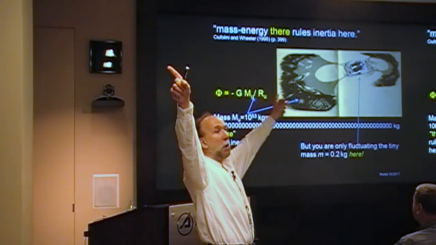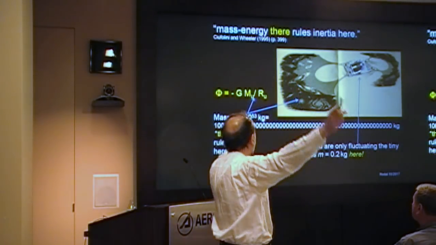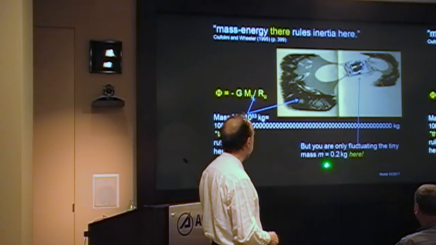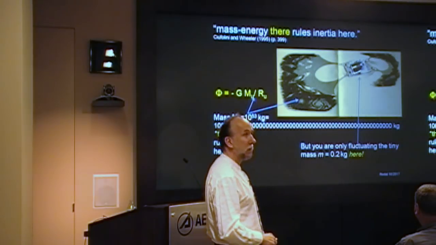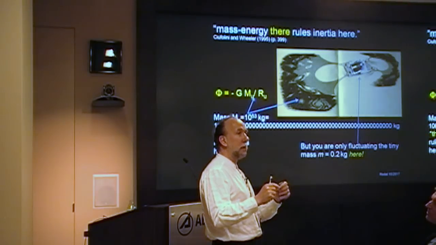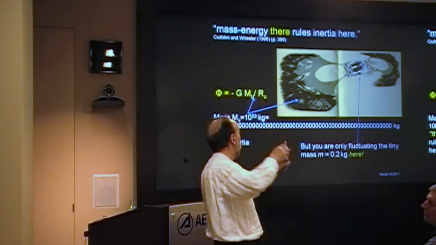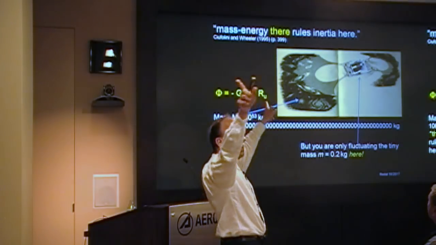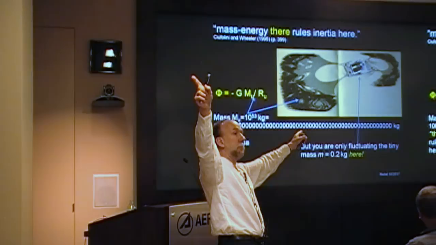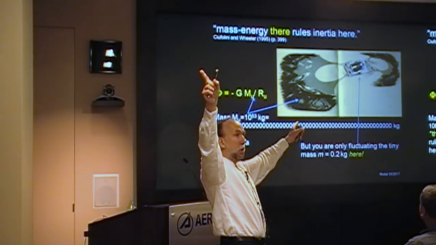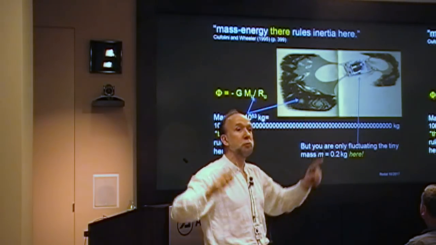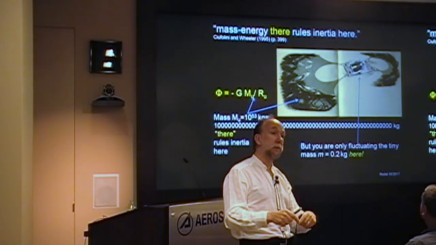This mass is out there, 10 to the 53 kilograms, rules the inertia here. But here, you're only fluctuating this tiny mass, which is 0.2 kilograms. And if you want to change the inertia of this tiny mass, if you believe mass energy there rules inertia here, I should be fluctuating the mass of the objects that are responsible for the inertia that is out there. Of course, you have no hope to fluctuate those things, and that's why Jimmy fluctuated this one here.